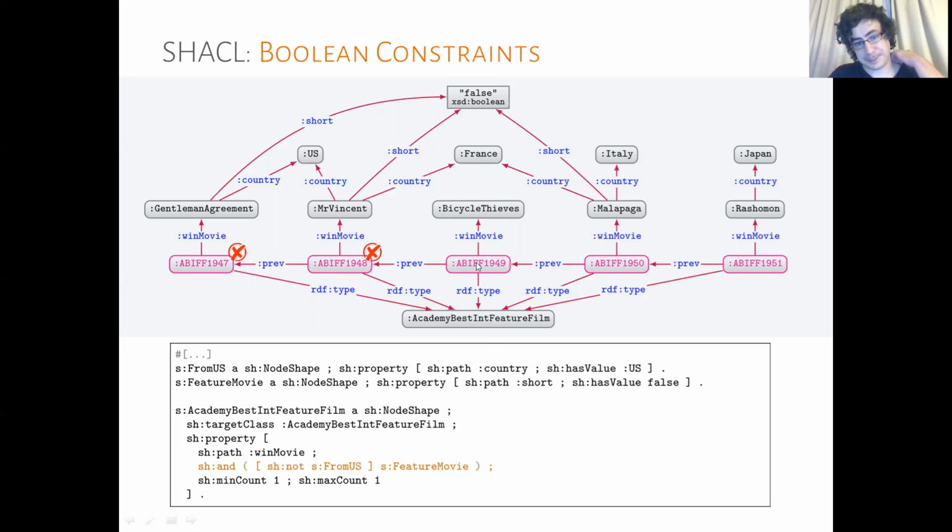What about this one here? We have a movie, but we don't know what country it's from. That's actually okay. So long as it doesn't have the value US for country, then we're fine. However, it also has to satisfy feature movie, which means that it must have the value false for short, which it doesn't, right? So this one also fails. What about this one here? We see that there's a movie from France and from Italy, and it's false for short. Okay, so it's a feature-length film. So this one is fine. On this last one here, we see that it's missing the short. So we don't know for sure if it's a feature movie, so it will fail.